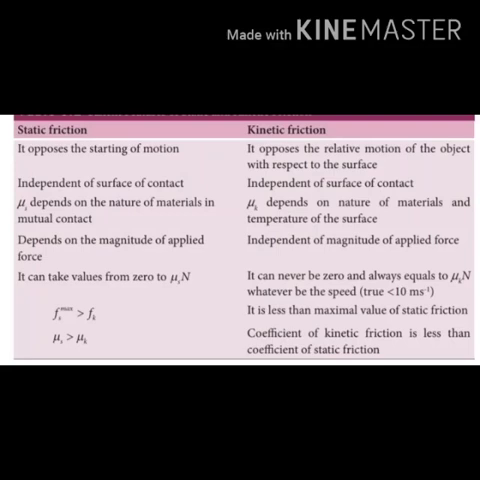F_s is less than or equal to its maximum value in static friction. Kinetic friction is less than the maximum value of static friction. In static friction, mu_s is greater than mu_k. In kinetic friction, the coefficient of kinetic friction is less than the coefficient of static friction.